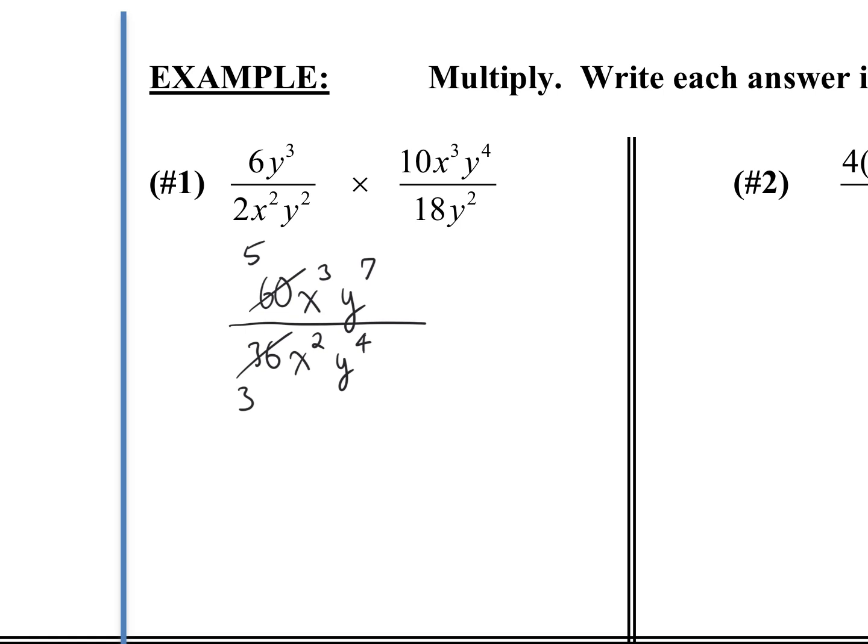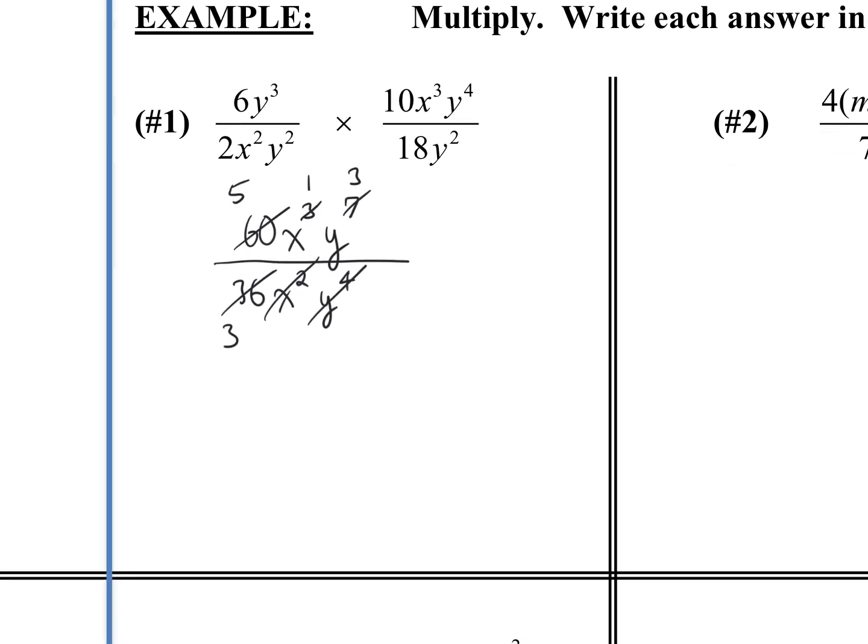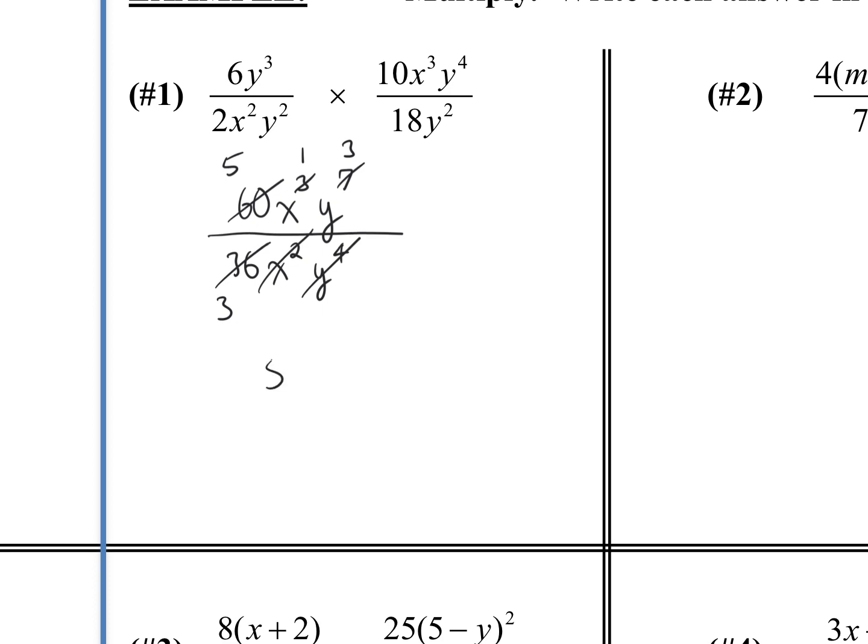How many x's are going to cancel? Well, we have x squared. It's going to cancel, and then if we take away 2 from 3, we're going to have x to the first. How many y's are going to cancel? Cancel 4 y's, we have how many left? 3 on top, 7 minus 4 is 3. So our final answer is going to be 5x y to the third, all over 3.